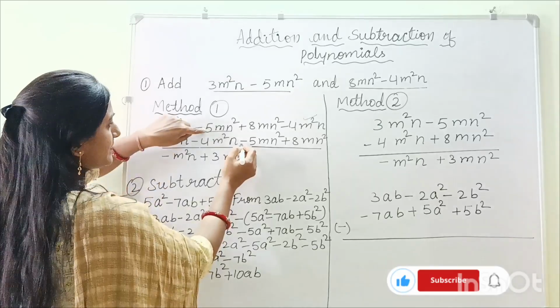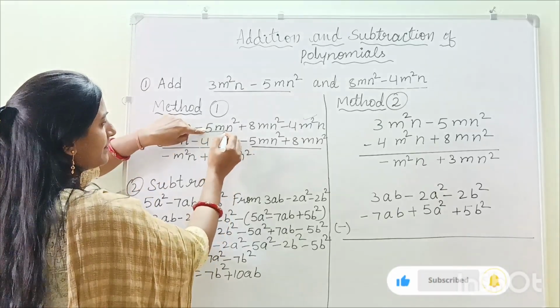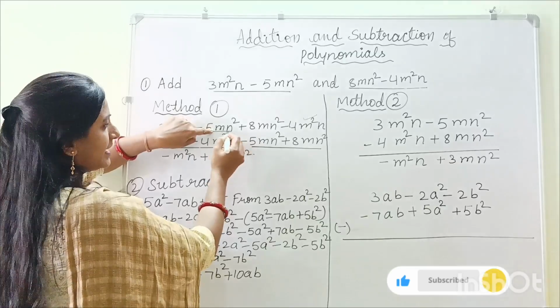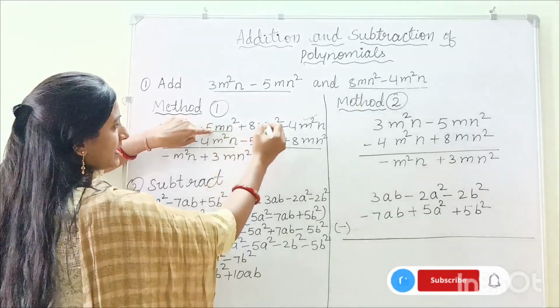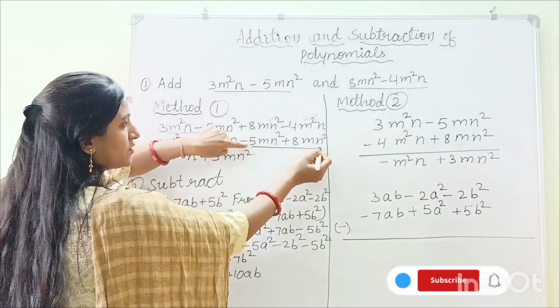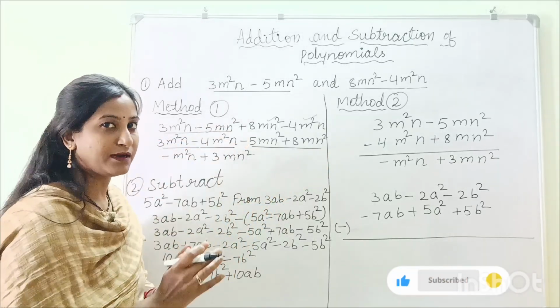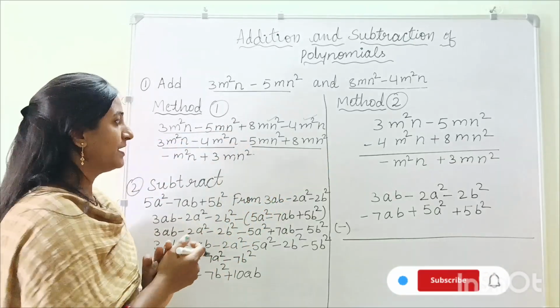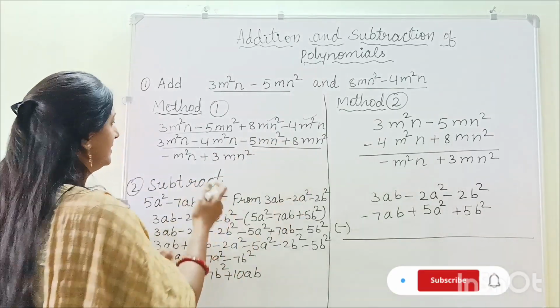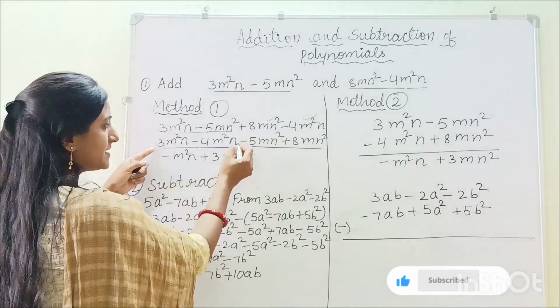Again, the next term is 5mn square. Is there any term which is like mn square? Yes, we have this term. So these two terms we will write together. Always rearrange the terms before adding and subtracting. So we have rearranged it with like terms together. Now we can add and subtract.